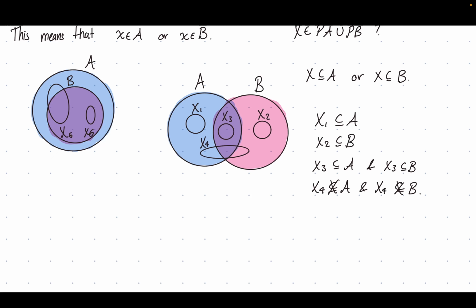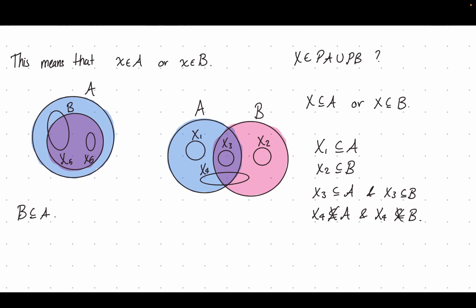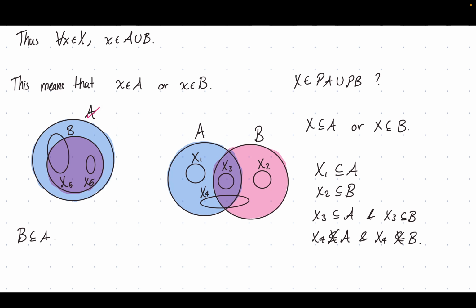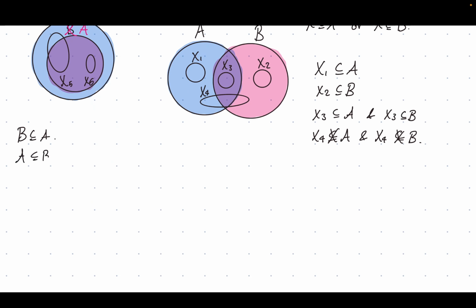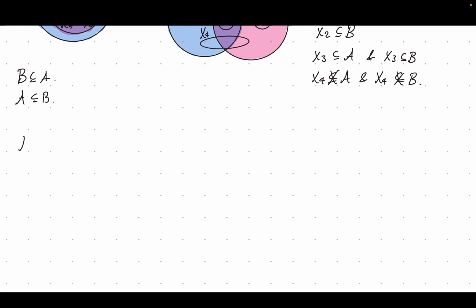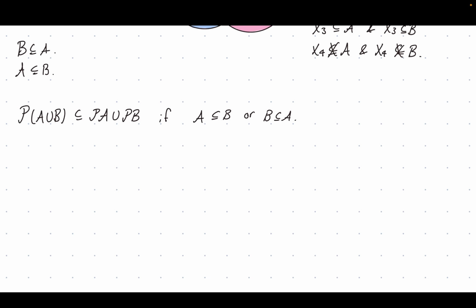But of course, this can only be true if B is a subset of A. Or conversely, we can just swap the labels and say that this one is B and this one is A. So A is a subset of B. So to put this all together, the power set of A union B is a subset of the power set of A union the power set of B if A is a subset of B or B is a subset of A. Now, we can prove this, of course.